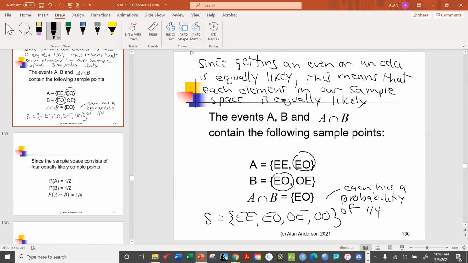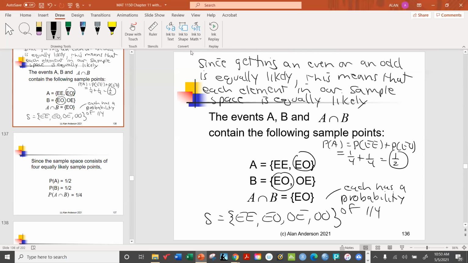And so that makes things a lot simpler for us. Because to calculate the probability of A or B or A intersect B, each one of these outcomes is also equally likely. So therefore, the probability of A, for example, equals the probability of EE plus EO, which is 1/4 plus 1/4, which is 1/2.